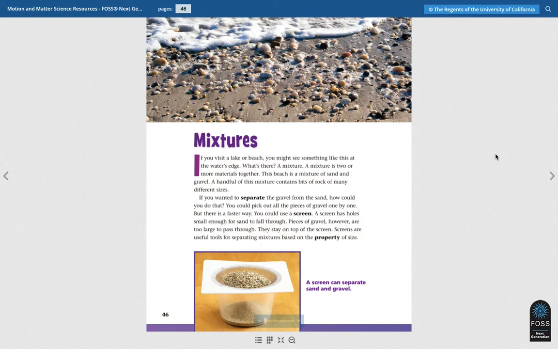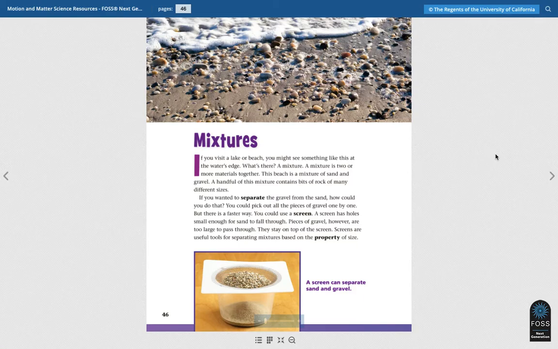Page 46, Mixtures. If you visit a lake or beach, you might see something like this at the water's edge. What's there? A mixture. A mixture is two or more materials together. This beach is a mixture of sand and gravel.